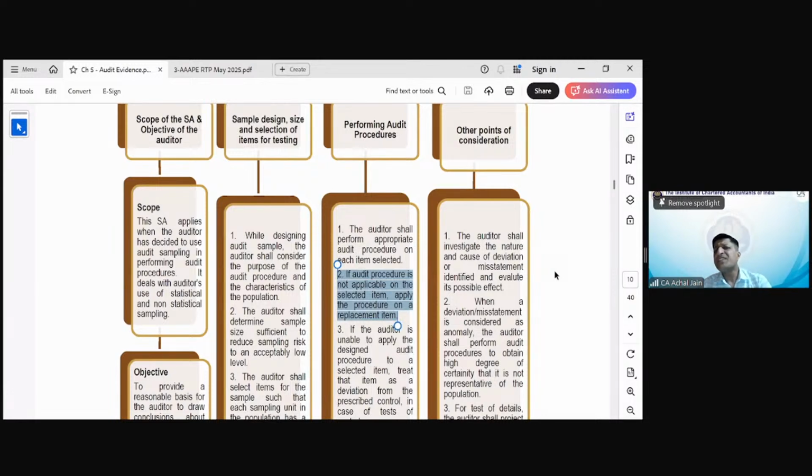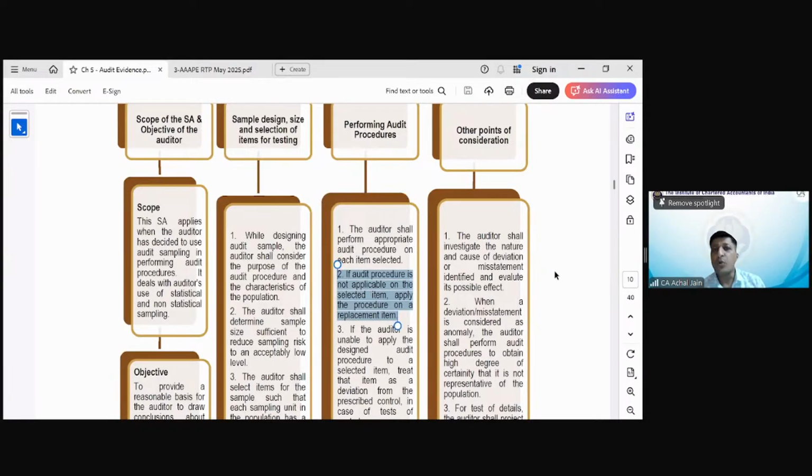But the sample which he selected, he found that on that particular sample, his objective will not be achieved. He will not be able to apply his audit procedure on that particular sample. Then what should he do? Should he ignore his audit procedure altogether? Answer is no.